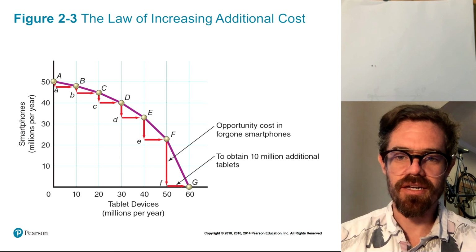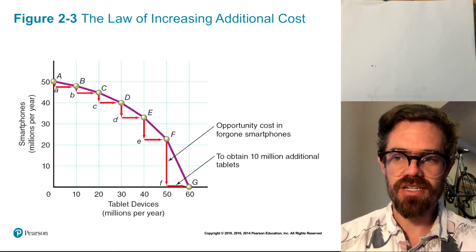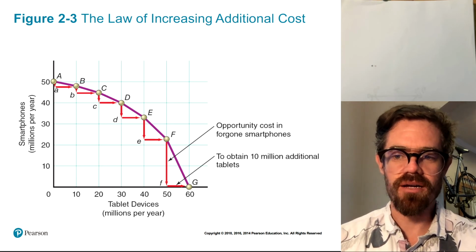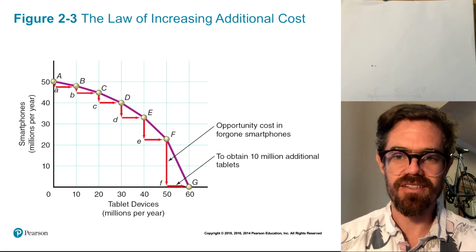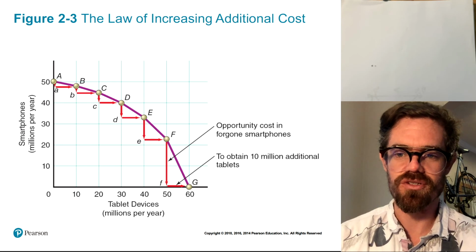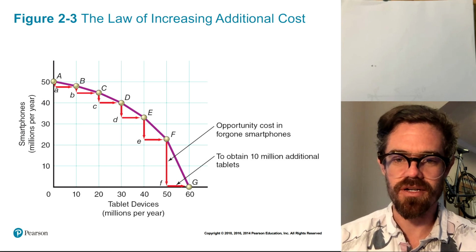There it is illustrated again. So starting from A, going to B, that's an increase of 10 million tablets, but we don't have to give up very many smartphones. But every time we increase production of tablets by 10 million, we have to give up more and more and more smartphones. So that's the law of increasing additional cost, or law of increasing opportunity cost. And the opportunity cost for 10 million tablets is biggest going from point F to point G. We've got to give up 22.5 million smartphones. Really big.